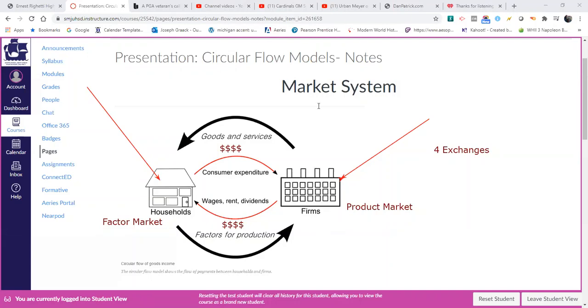But what you want to understand is that these economic systems generally have two parts, a factor market and a product market. And the only difference between a market system circular flow model, a mixed system circular flow model, and a command or centrally planned circular flow model is going to be the amount of government interference. And in a market system, where we have the least amount of government interference, we have a minimum of 4 exchanges. Any questions on that one?